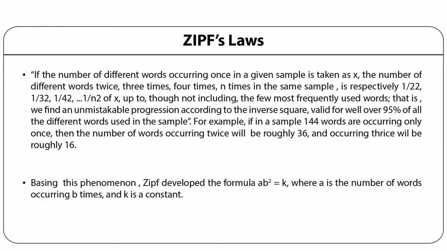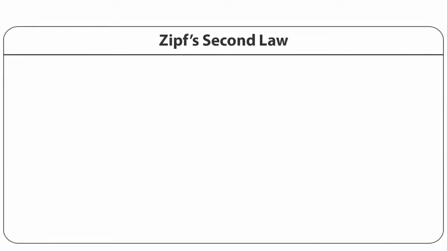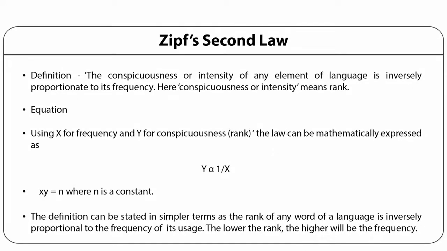Step 14. Sort the table according to descending frequencies. Step 15. Compute rank into frequency. Step 16. If the product of rank and frequency is found to be more or less the same, the law is verified. This is the equation of Zipf's law.